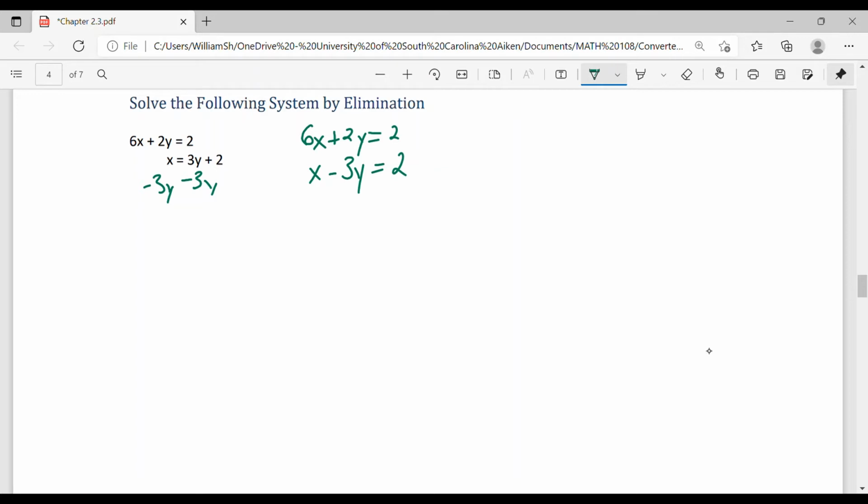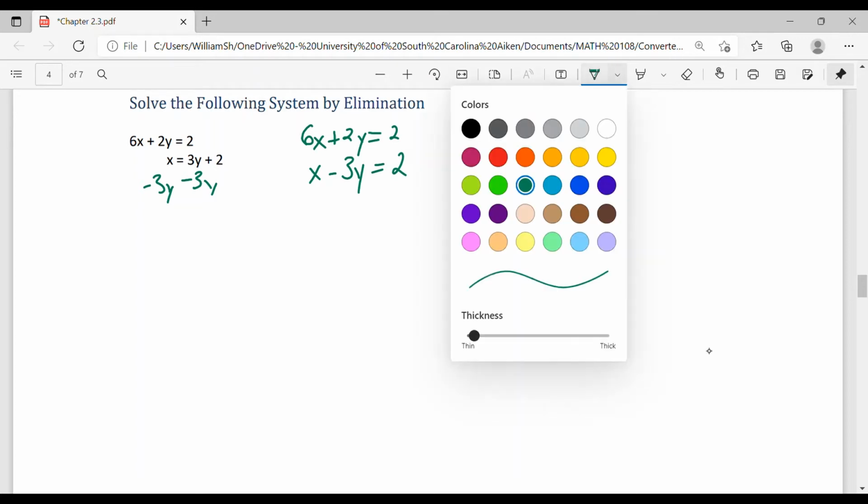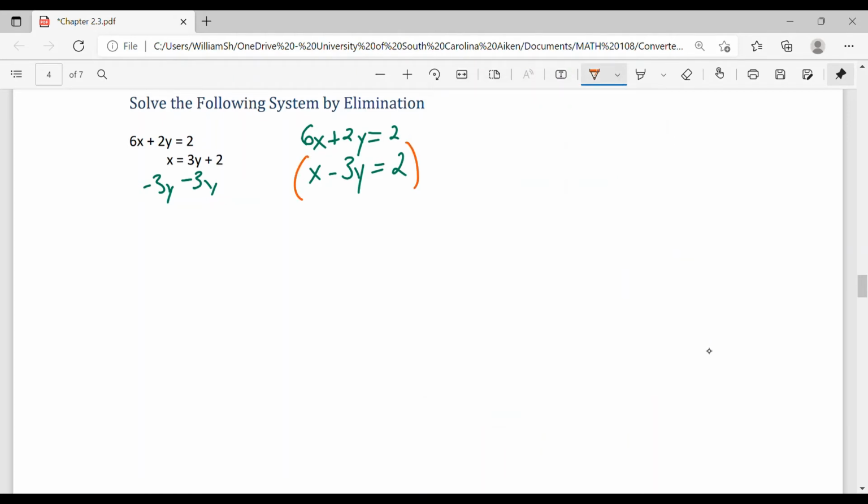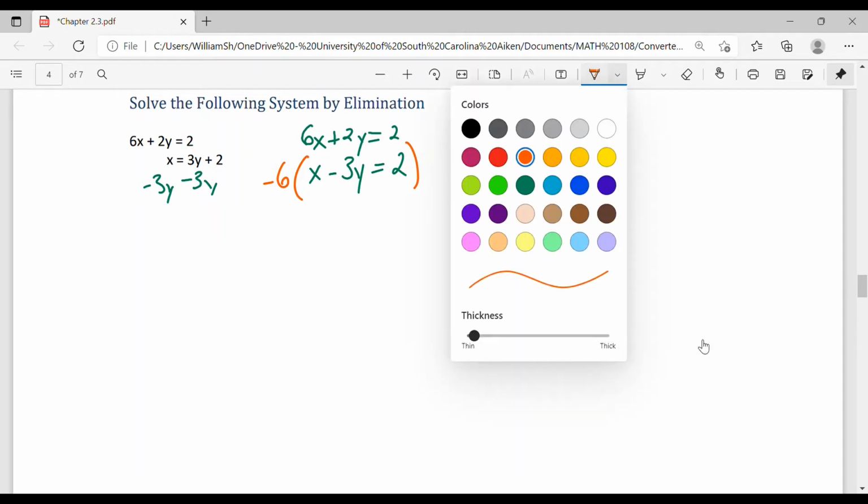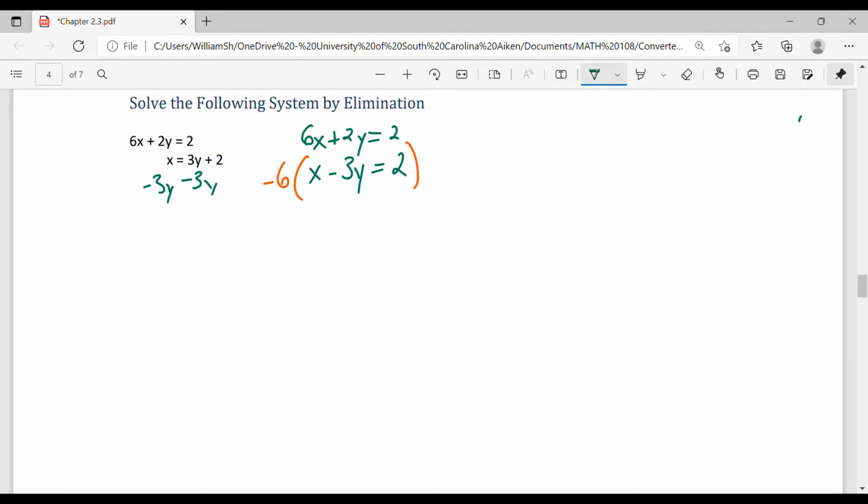So in order to cancel here, what I'm going to do is I am going to multiply this equation by negative 6. That way my x's cancel here, and I'm ready to go on it. I can just add it. So I'm going to leave this first equation alone. I'm going to multiply the second equation times negative 6. So I get negative 6x plus 18y equals negative 12.